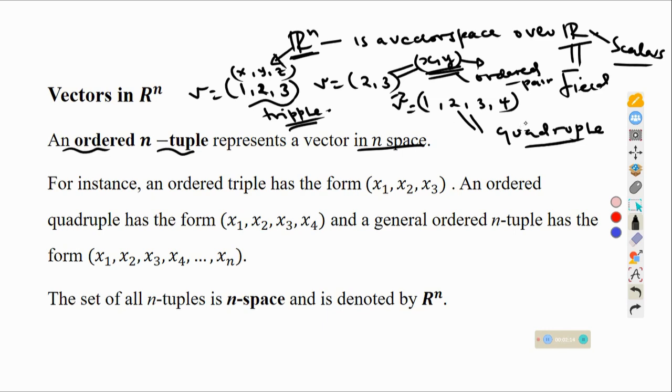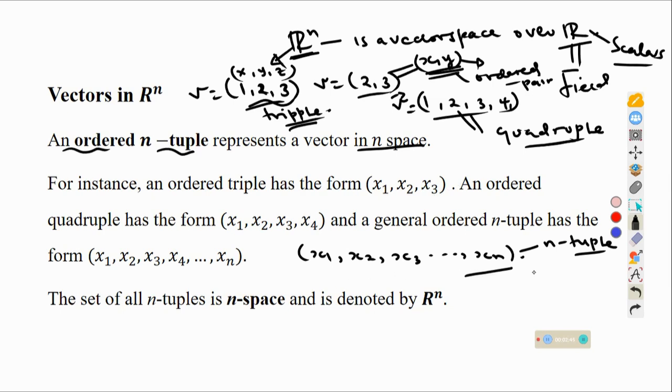So the trend continues. It might not necessarily be up to 4. It can be up to 5, 6, 7, and so on. So when we have such numbers arranged in the form x1, x2, x3, up to xn, we say that they form an n tuple, just as we say this is a triple, this is an ordered pair, this is a quadruple. So when we talk about any of them, we say it is an n tuple. When we talk about vectors in R to power n, we look at the set of all n tuples in any space, and this is simply represented by R to power n.